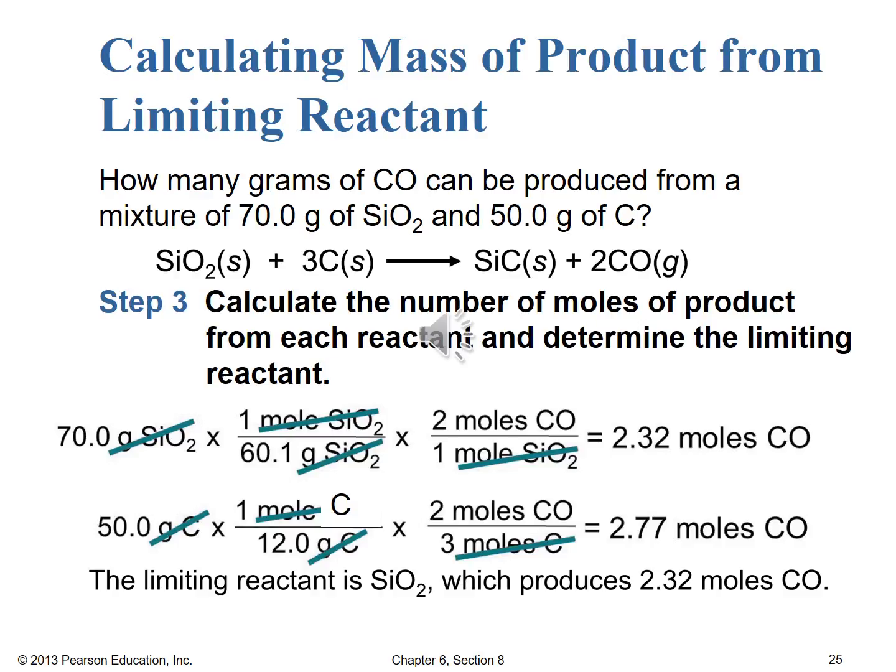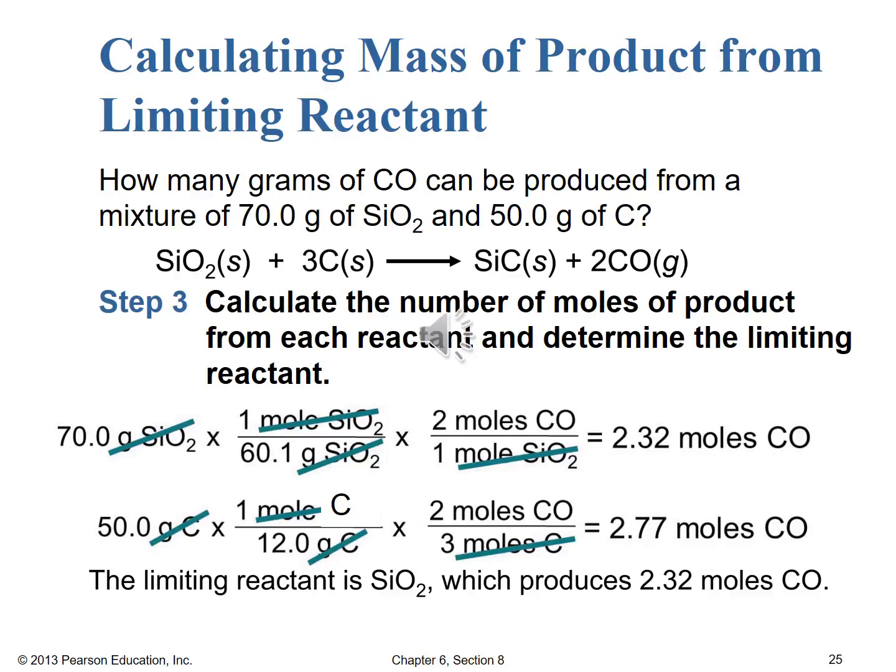For the carbon, 50.0 grams of carbon times 1 mole of carbon over 12.0 grams of carbon times the 2 moles of CO per 3 moles of C gives rise to 2.77 moles of CO. So the limiting reactant must be the SiO2 because it produces the fewer moles of product. We have to consider the same product in order to determine the limiting reactant, and here the one that produces the least amount of that CO is our limiting reactant.